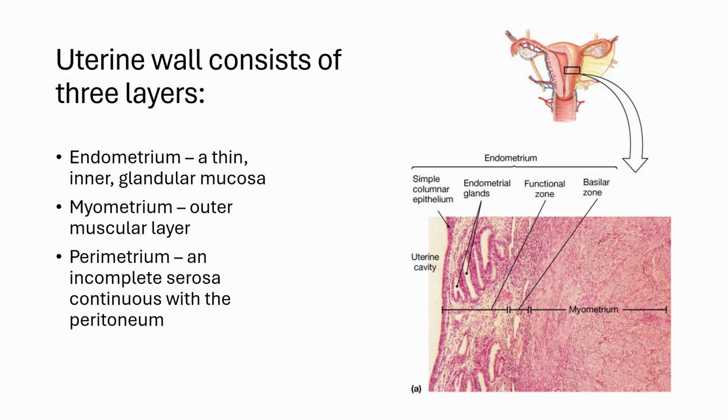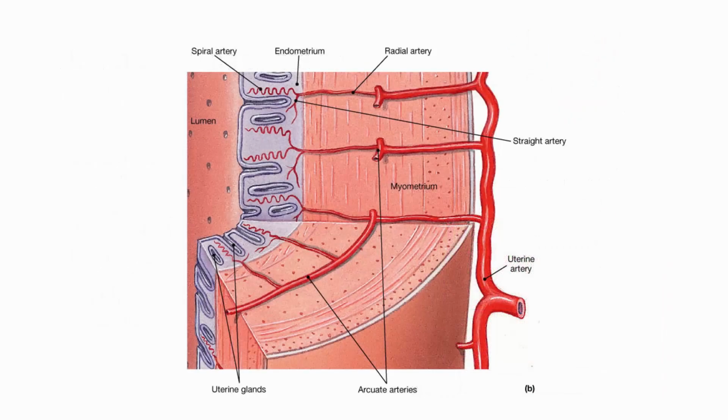The next layer is going to be the myometrium. Myo means muscle, and that's going to be the muscular layer. The next layer is going to be the perimetrium, and it's an incomplete serosa that's going to be continuous with the peritoneum.